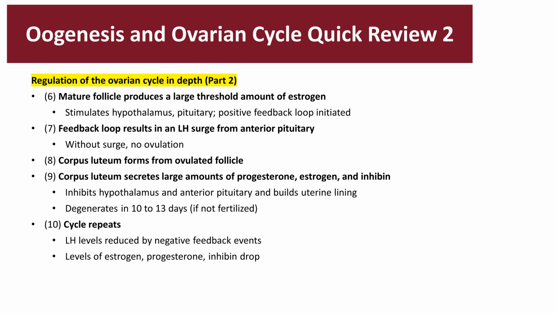The corpus luteum secretes large amounts of progesterone, estrogen, and inhibin, and it inhibits the hypothalamus and pituitary and rebuilds the uterine lining. Over the next 10 to 13 days, if not fertilized, it begins to degenerate, and the cycle will then repeat itself, where the LH dips back down by negative feedback, and levels of estrogen, progesterone, and inhibin also begin to drop down. Inhibin is the hormone that reduces the amount of FSH.